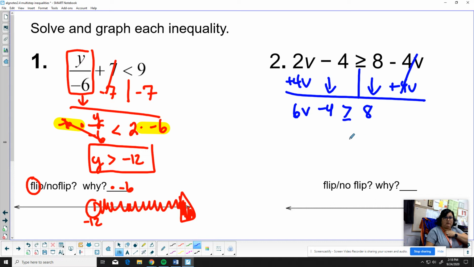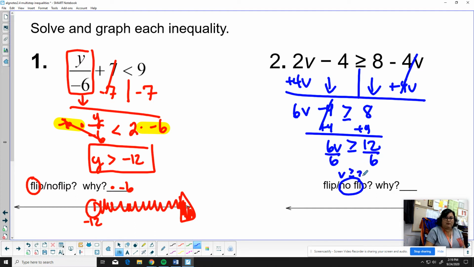Those cancel, which means this -4 needs to go over here. So I'm going to add 4 to both sides. So that's 6v is greater than 12. The 4's cancel. And then I can divide by 6. And this is a no flip. It's a no flip because I divided by a positive number. So my answer is v is greater than or equal to 2.